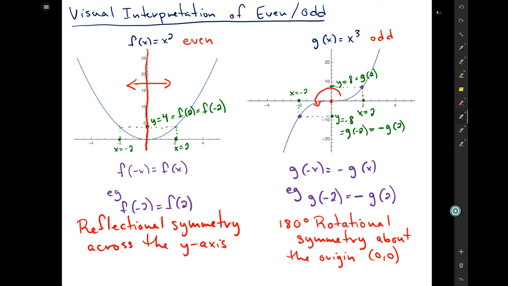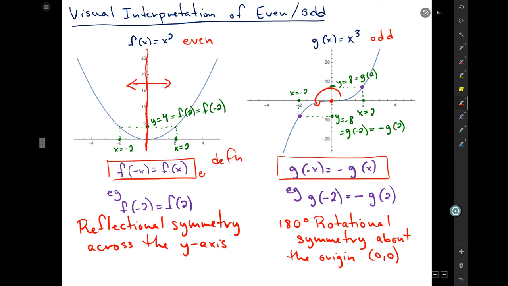So that is a visual interpretation of even and odd functions. Even functions have this reflectional symmetry. Odd functions have this rotational symmetry. But please remember, the definition of even and odd is what you have to use to show that your function is even or odd. So here are the definitions of even and odd. That is how you show that your function is even or odd, algebraically.